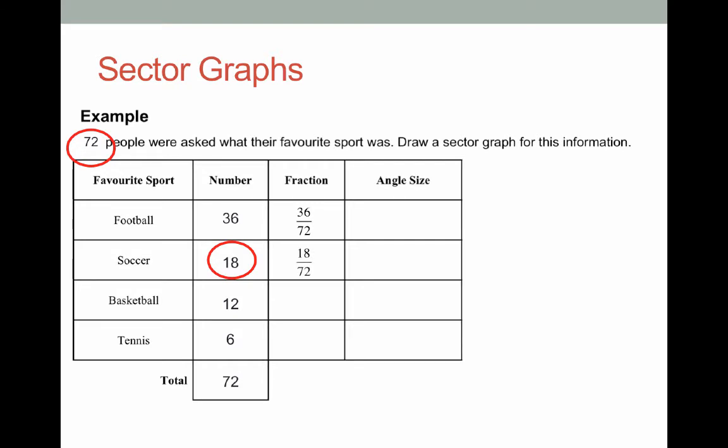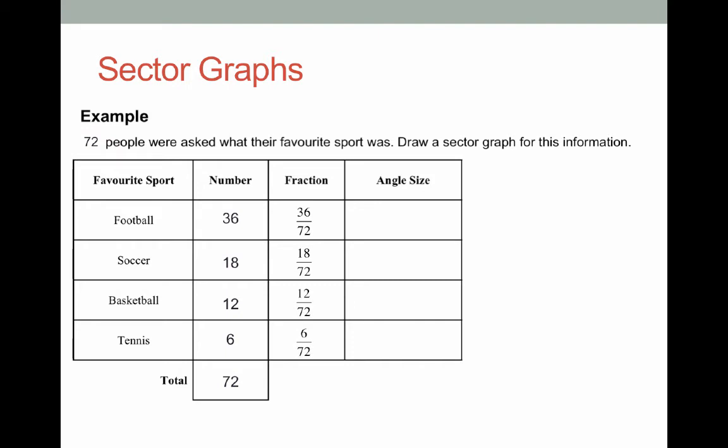It's quite simple to work out what fraction of the total each of these sports represents. Why don't you pause the video and try and write the next two fractions yourself? Oh, and by the way, you're going to have to draw up this table, so you may as well write it up now. Okay, if you've paused it and you filled it in already, you should have 12 out of 72 and 6 out of 72 for the last two.